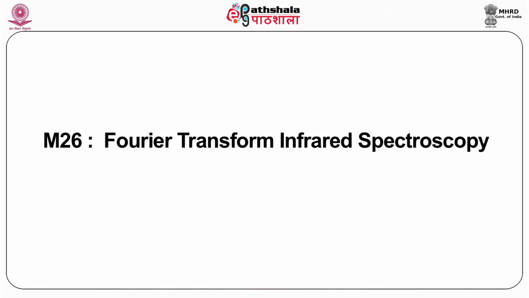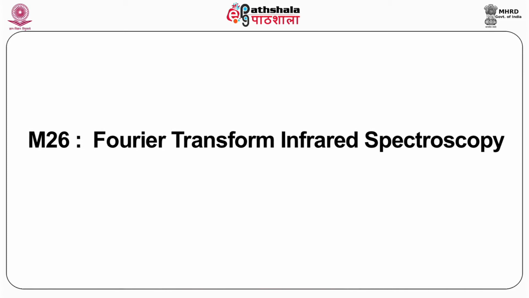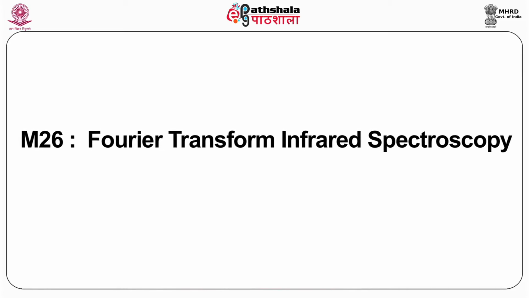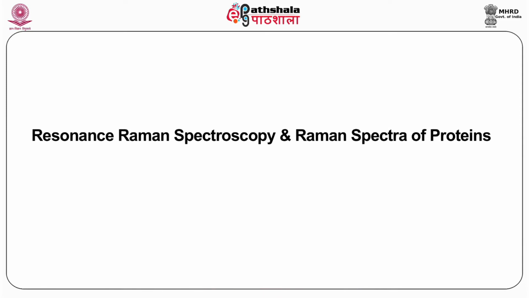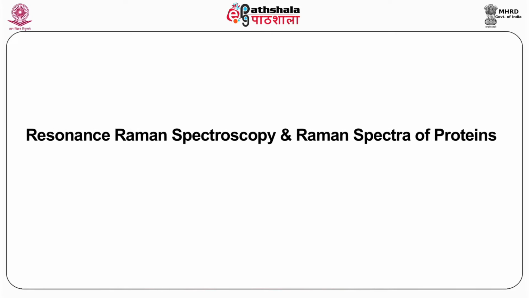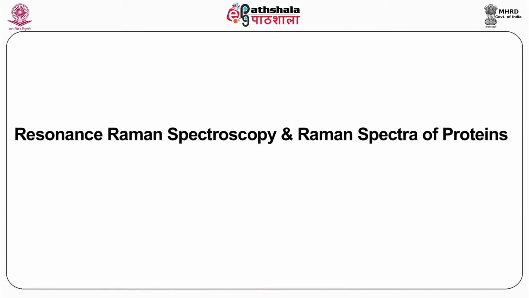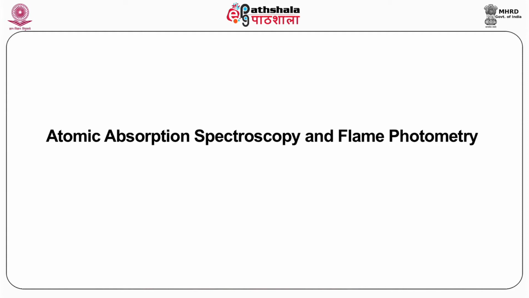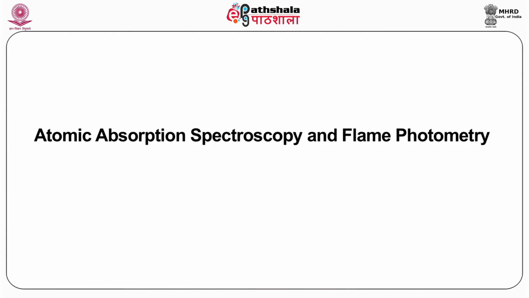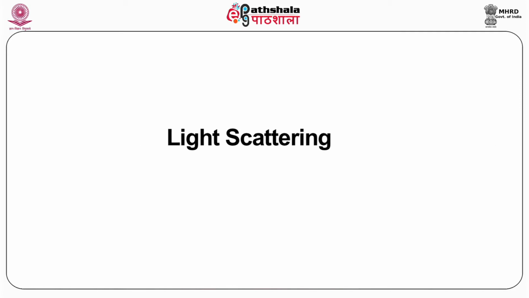and so on. After that, there is an advanced technique, the FTIR, which is devoted to module 26. Then you have Raman, Stokes, Raman spectra, resonance Raman spectroscopy, also the Raman spectra of the proteins, which is important. Raman gives a different kind of information as far as protein structure is concerned. Then of course atomic absorption spectroscopy and flame photometry, which are usually used for elemental analysis. Then you have the light scattering experiments to understand the structural aspects of the whole cell.